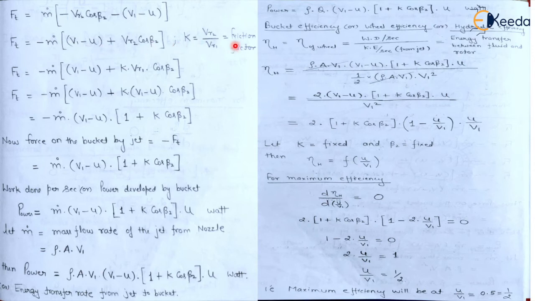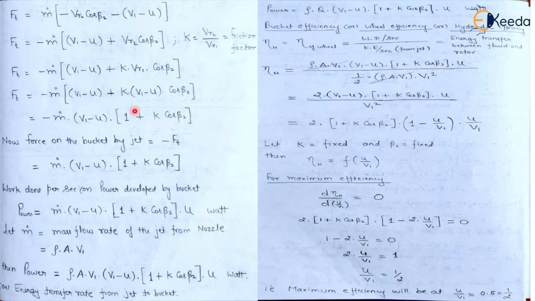Now we know that K is the friction factor. This is the ratio of VR2 divided by VR1. In previous lectures I explained this. K is the friction factor, the ratio of relative velocity at the outlet to the relative velocity at the inlet. So I can write this equation as m dot into V1 minus U plus K VR1 cos beta 2. VR1 again I can replace with V1 minus U. After solving this, I get minus m dot into V1 minus U into 1 plus K cos beta 2.